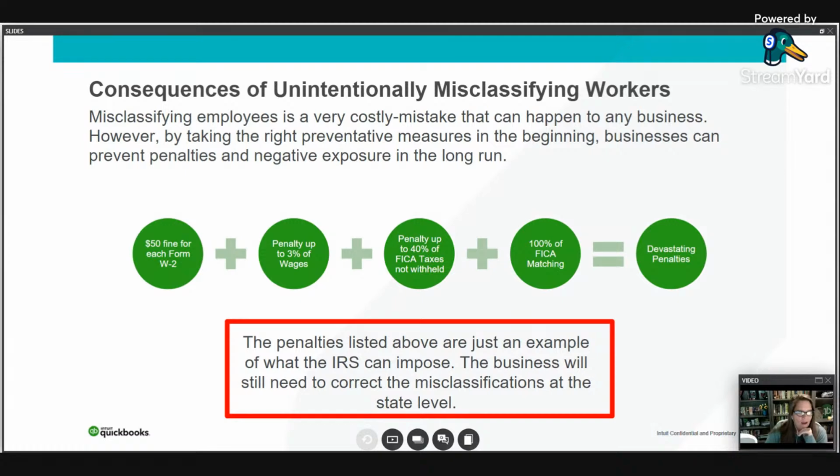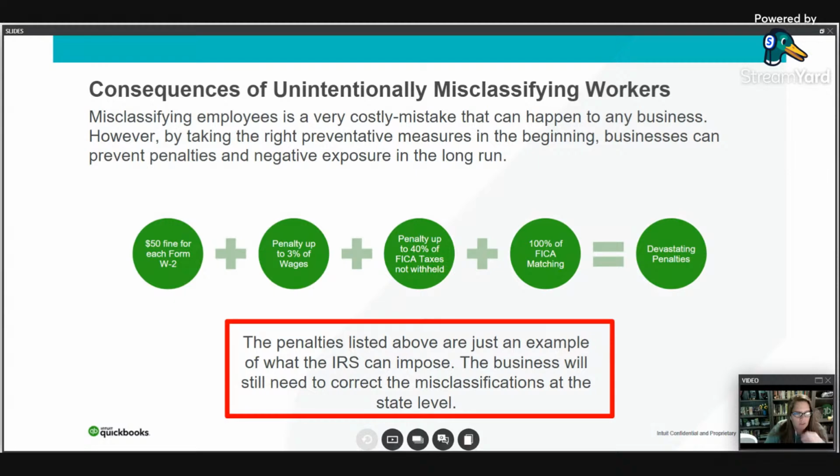So since the employer failed to withhold income taxes, the business is going to face penalties of 1.5% of the wages plus 40% of the Social Security and Medicare that were not withheld from the employee, and 100% of the matching Social Security and Medicare, aka FICA, taxes that the employer should have paid. Interest is also incurred on these penalties daily from the day that they should have been deposited.